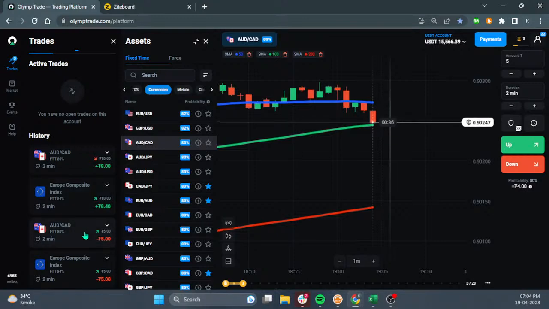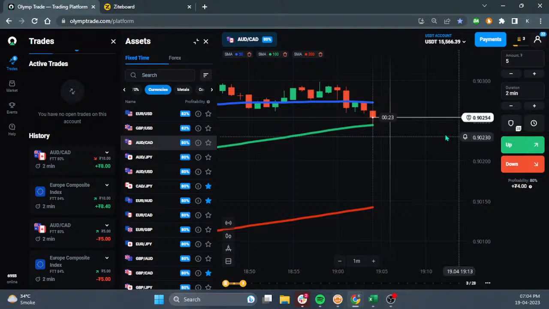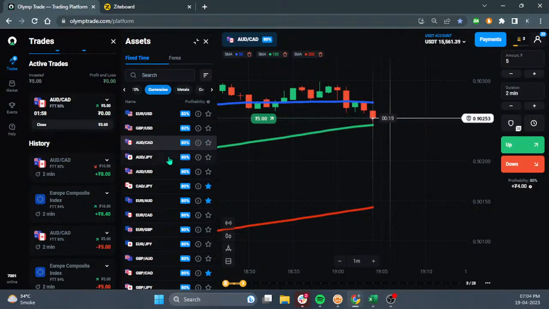So as you know, if you are using the martingale principle and you have a string of losses, you double the amount. But as soon as you make a profitable trade, you come back to the original amount, which in this case is 5. And here, as you can see right now, it is touching SMA 100. So I'll open an up trade. Let's see how this one goes.